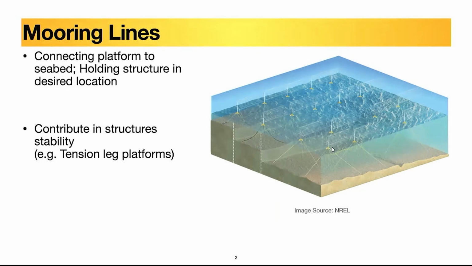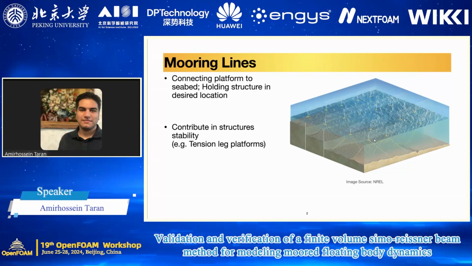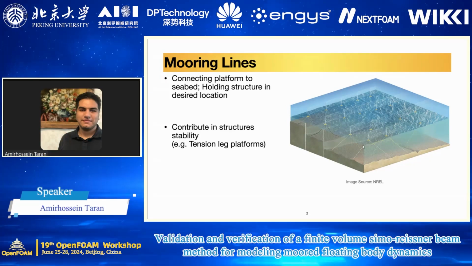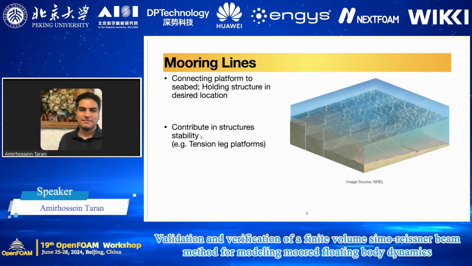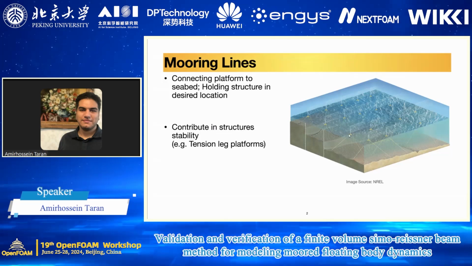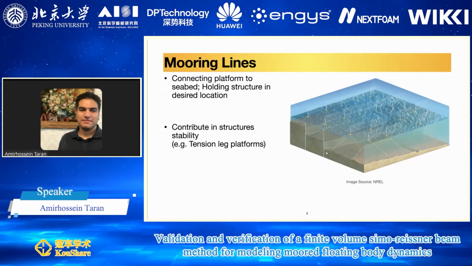For example, there are some methods that I think the industry uses to hold them stable in the orientation that they want. So you can use the mooring lines with some workarounds to hold them stable. Mostly this stability is used in the tension leg platform. These yellow structures are called tension leg platforms.